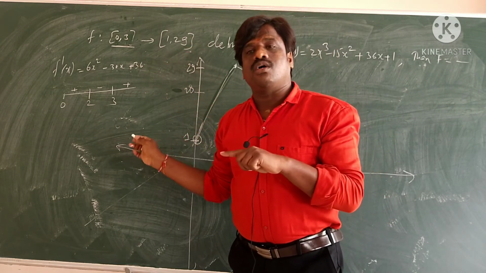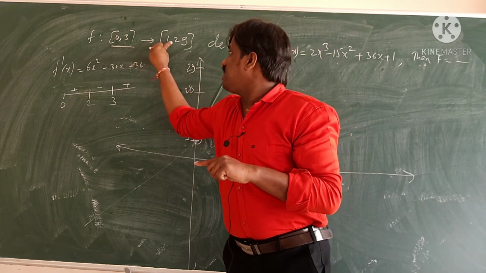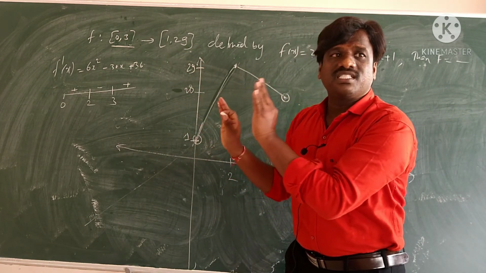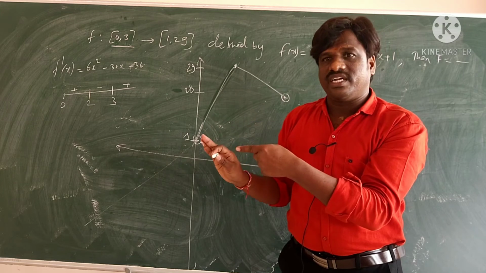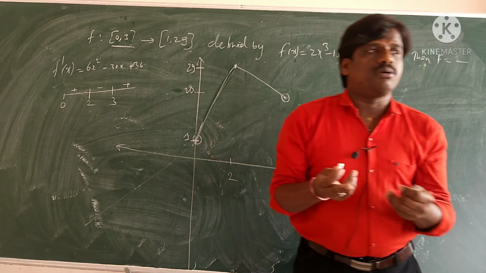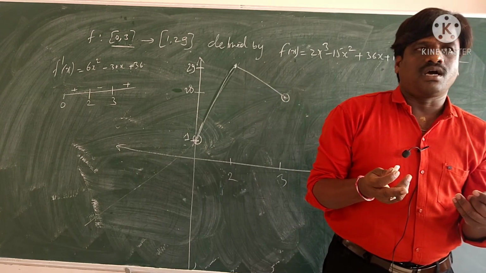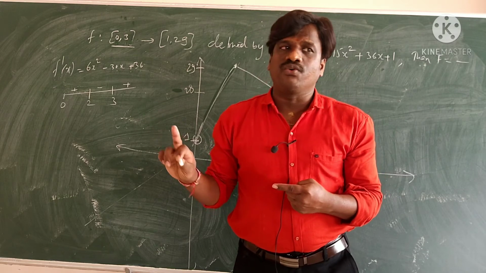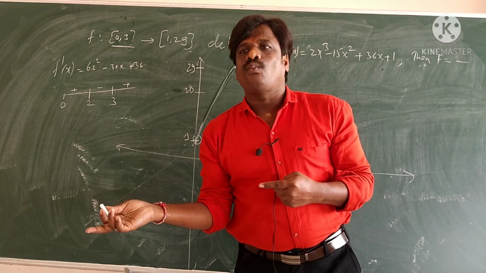So what is the codomain here? Codomain is 1 to 29. Now the reflection is the range. What is the range here? 1 to 29. So range is equal to the codomain. Which function is that? Onto function. So this function is an onto function, but not one-one, right?